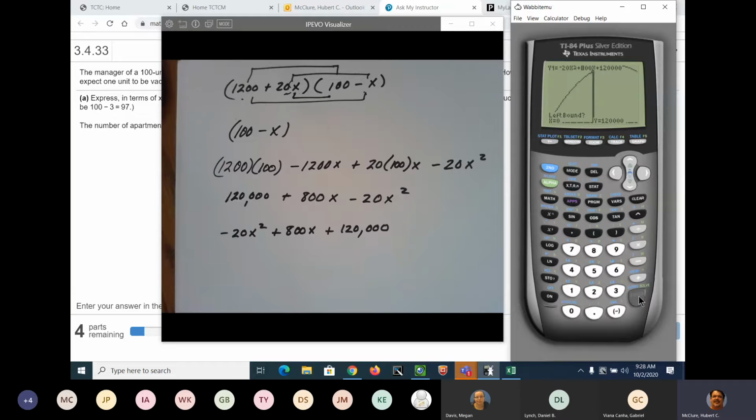And left bound, I'll just pick that point. And then right bound, I'm going to pick right past it, and then guess, be right in here somewhere. So let's write our vertex down. Our vertex is 20 and 128,000. So our vertex is 20, comma, 128,000.